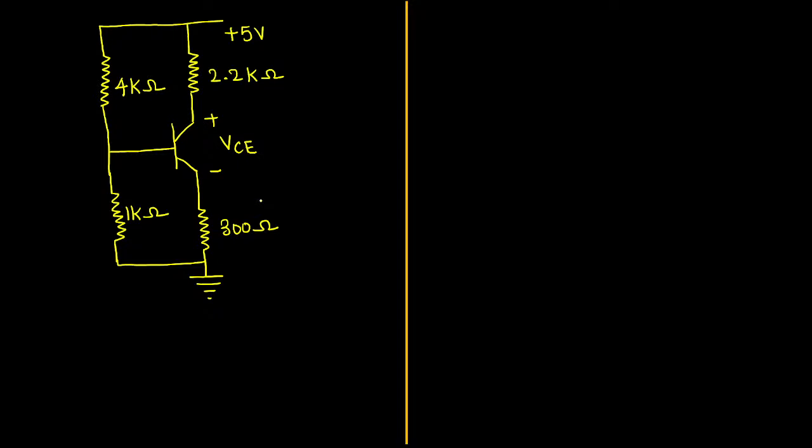Now in the question, assuming that the beta of the transistor is extremely large, they are telling that this is extremely large. You know the meaning of extremely large. Whenever it is given that it is extremely large, what is the actual meaning? The value of base current will become 0 approximately. And they also told that base to emitter voltage is 0.7 voltage.